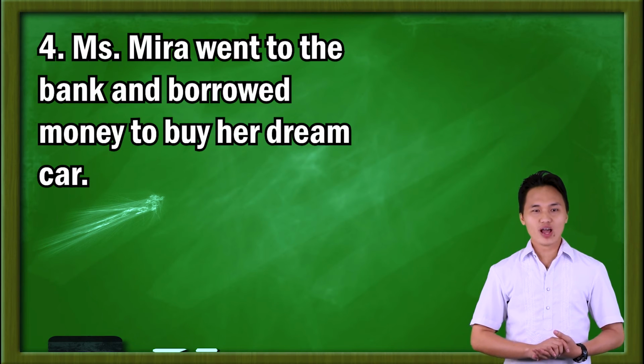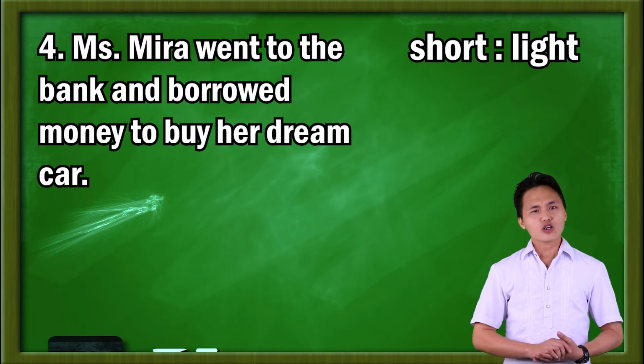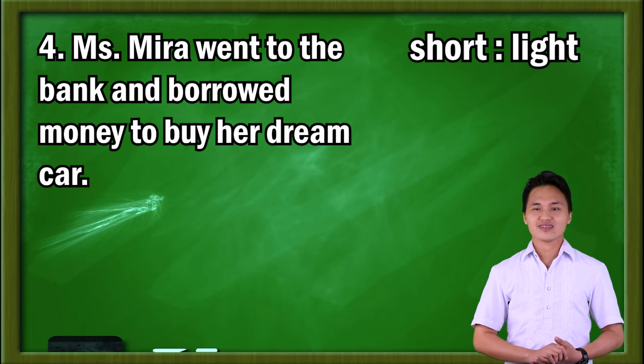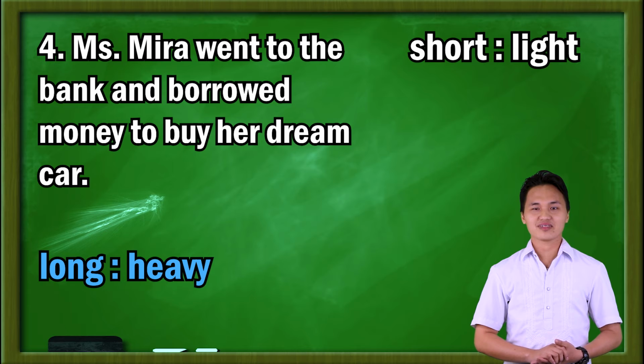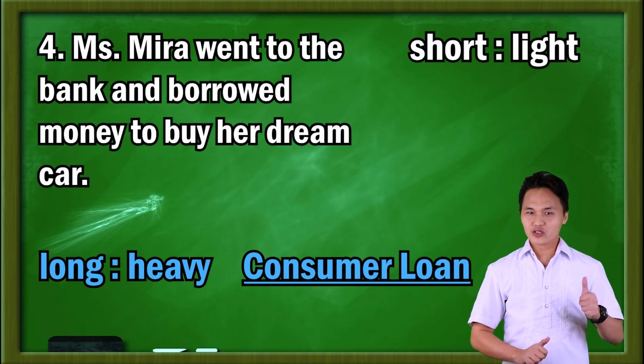Miss Mira went to the bank and borrowed money to buy her dream car. The hint is short is to light. Among the choices, which one is the answer? It is long is to heavy. So the answer is consumer loan. You're doing a good job.